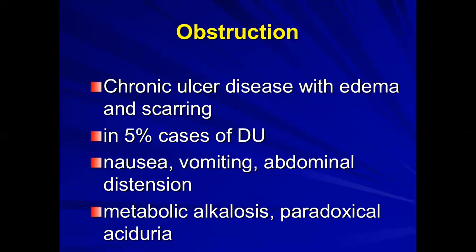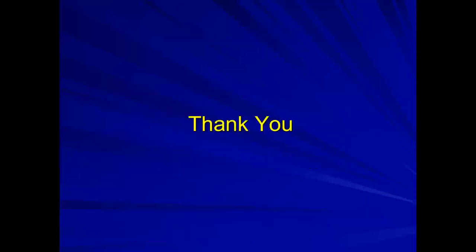Obstruction: chronic ulcer disease with edema and scarring can lead to obstruction in 5% of cases of duodenal ulcer. It can present with a gastric outlet obstruction, and the patient presents with nausea, vomiting, and abdominal distension. Sometimes it leads to metabolic alkalosis and paradoxical aciduria.